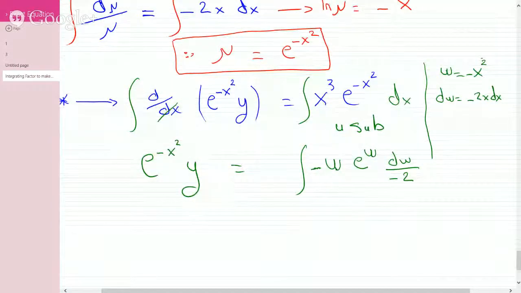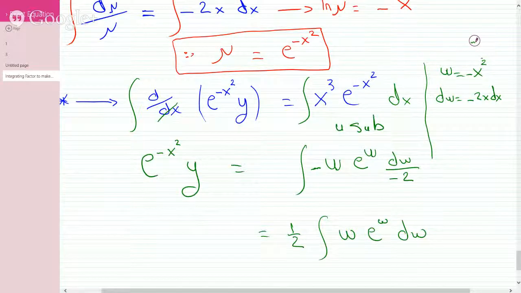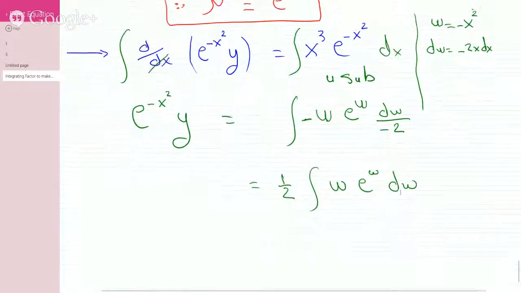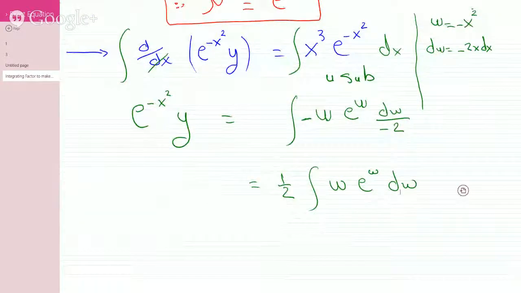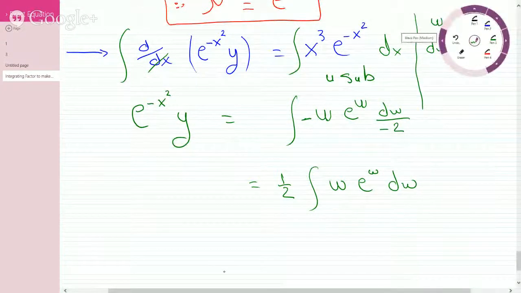You understand the integration here? So now we pull this half out, and we get w e to the w dw. And now we can use integration by parts on this one, and that's why I reserved the u and v for integration by parts. Okay, so from this down, let's change the color to black here. So by parts on this one.